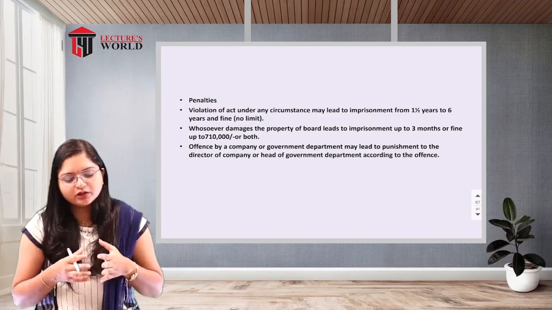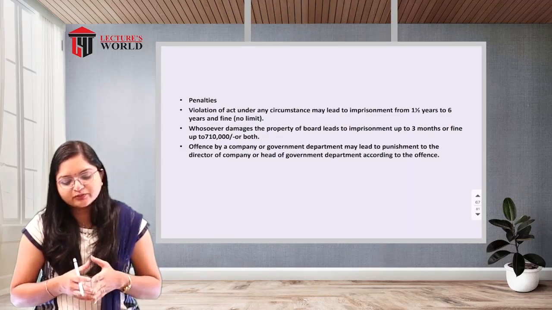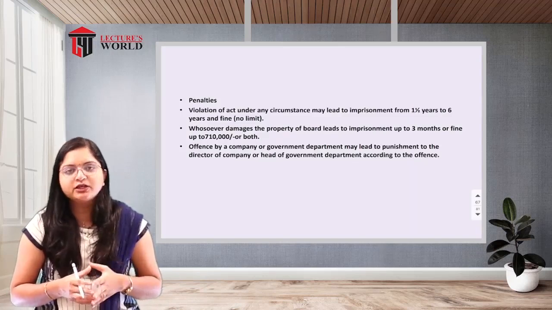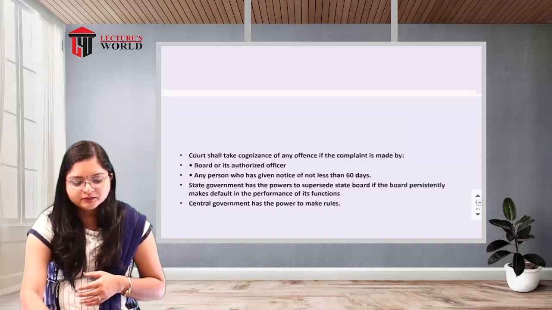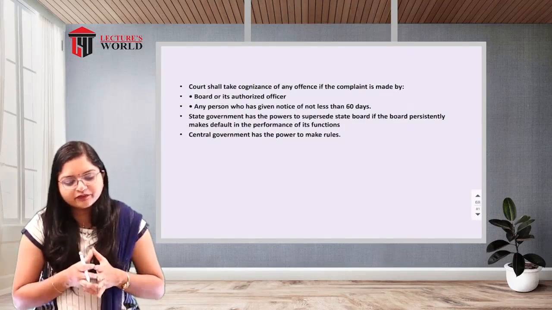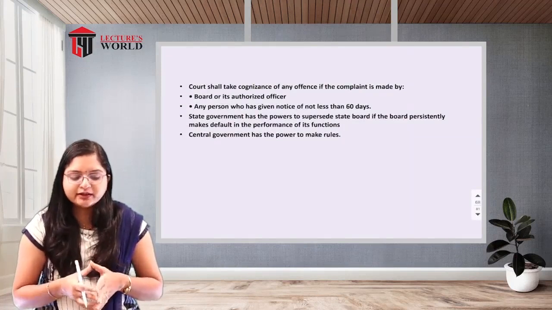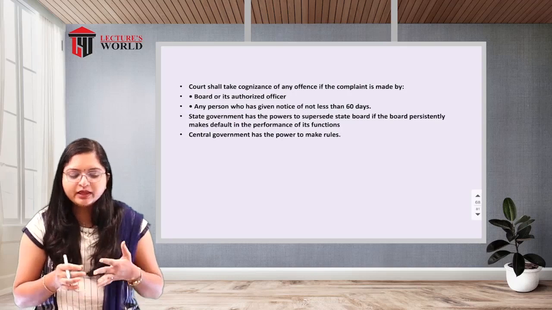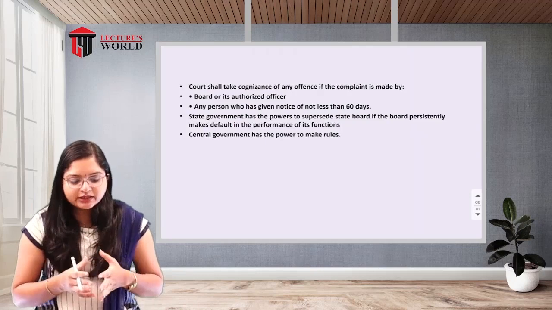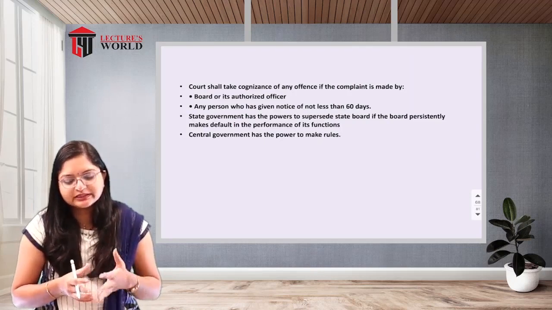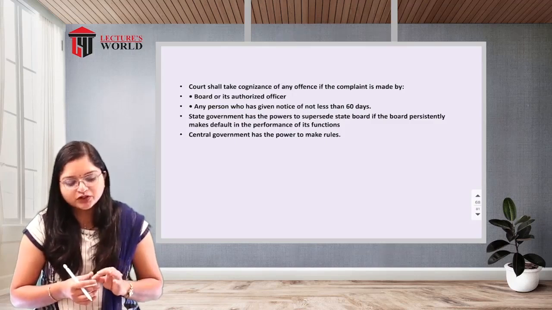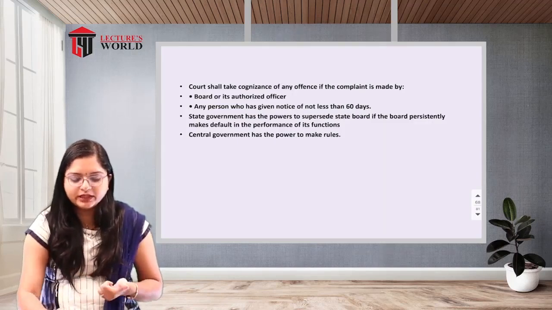An offence by a company or government department may lead to punishment of the director of the company or the head of the government department according to the offence. The court shall take cognizance of any offence if the complaint is made by the board or its authorized officer, or any person who has given notice of not less than 60 days. The state government has the power to supersede the state board if the board persistently makes default in the performance of its functions. The central government has the power to make the rules.